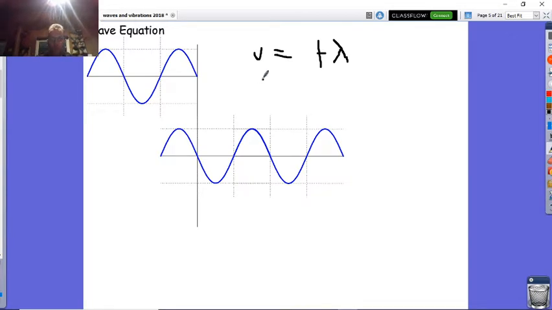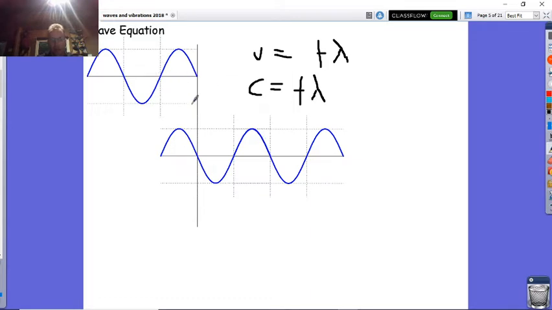Now, what you've done is now you know you do C equals F lambda, just like that, where C is going to be the wave speed of an electromagnetic wave, which remember is 3 times 10 to the power 8. Now, where this equation comes from is dead easy.